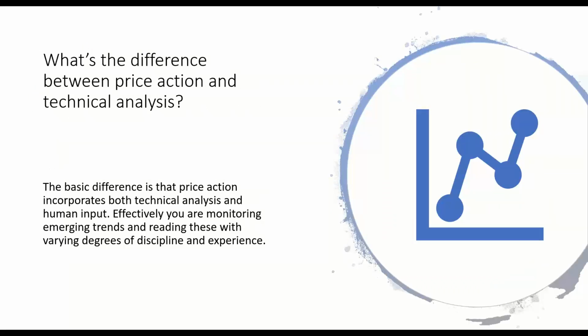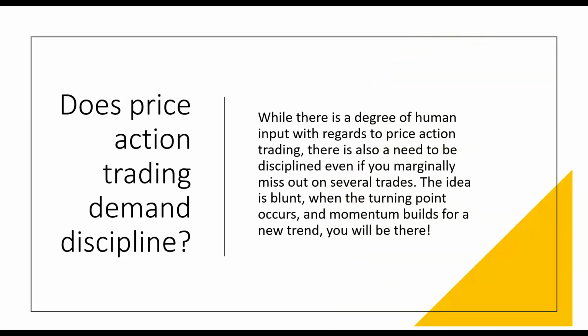So the basic difference is that price action incorporates both technical analysis and human input. Effectively, you are monitoring emerging trends and reading these with varying degrees of discipline and experience. While there is a degree of human input with regards to price action trading, there's also a need to be disciplined, even if you marginally miss out on several trades. The idea is blunt. When the turning point occurs, the momentum builds for a new trend and you will be there.